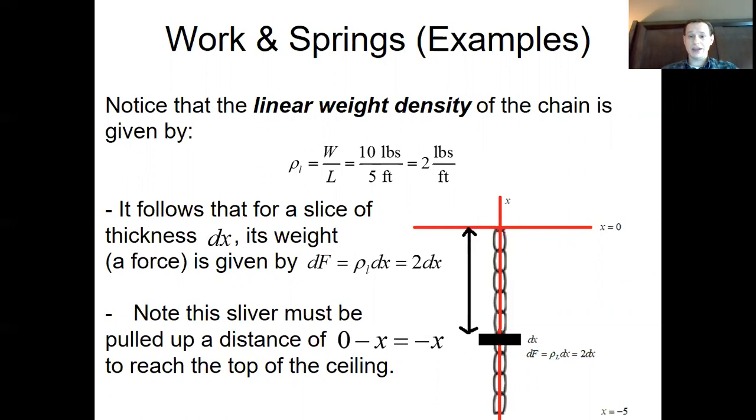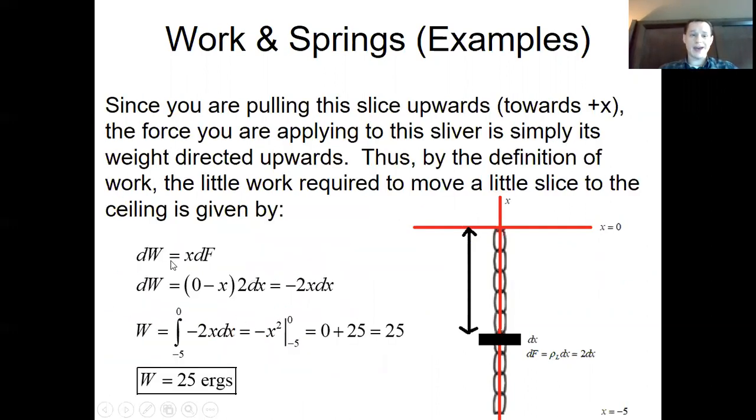dF is just going to be rho L, the weight density of this thing, times the little thickness, dx, which turns out to be 2 dx in that case. So dF is 2 dx. So putting this all together, what do we have?